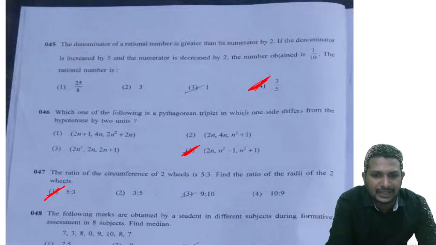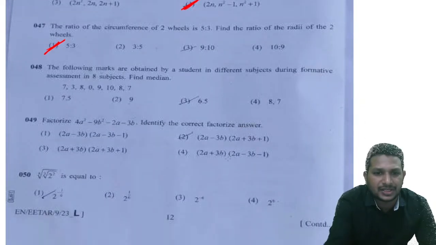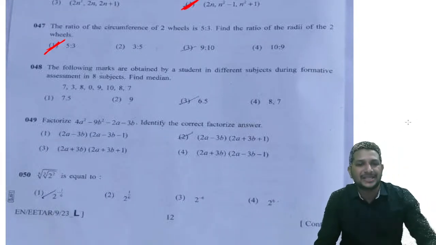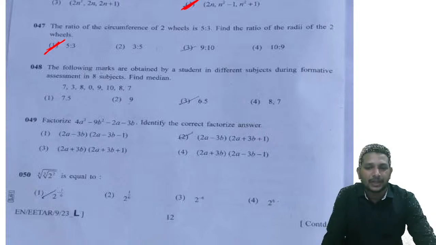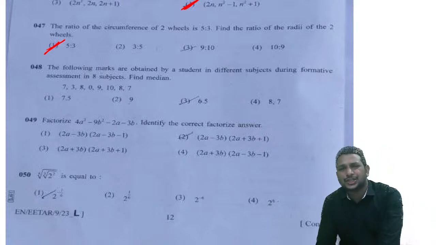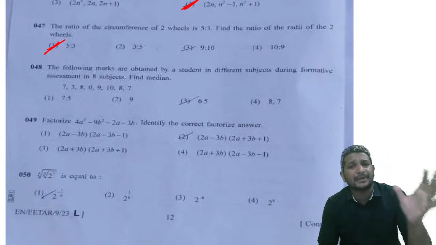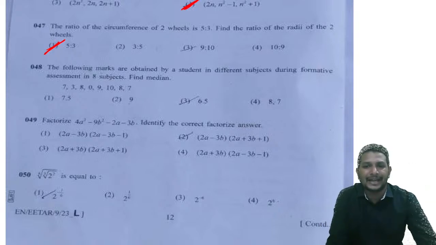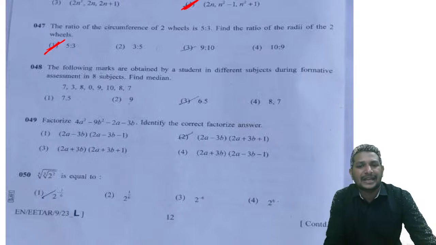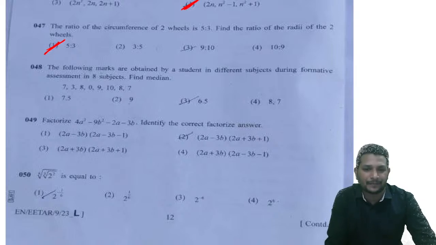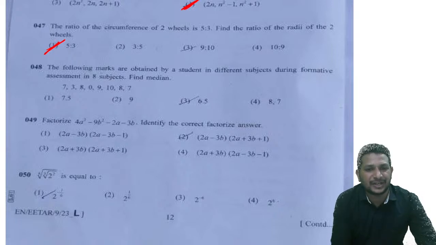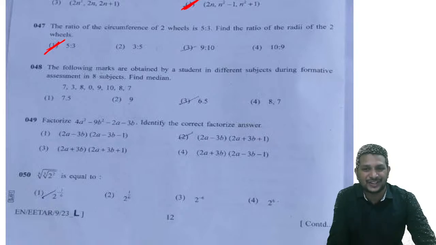In question number 48, they gave the marks of a student in different subjects during a formative assessment in 8 subjects. Find the median. So first thing, whenever a median has to be calculated, as we discussed, we need to arrange them either in ascending order or in descending order, right? So first we'll arrange them in an ascending order accordingly. So what is the smallest number? That starts with 0, right? So write down the order carefully, because if the order goes wrong, then the answer will be changed, right?